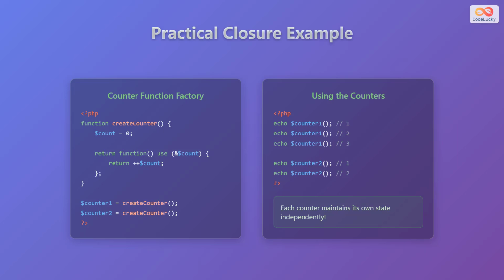Next, we call each of the counters a few times. First, we call $counter1 3 times. Each time it increments and returns the current count. So it outputs 1, 2, and then 3. Then we call $counter2 twice. Again, it increments and returns the current count. So it outputs 1 and then 2.